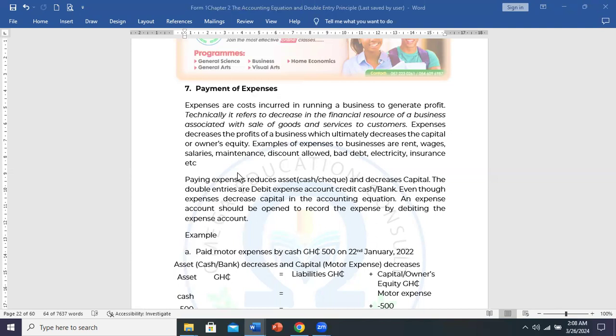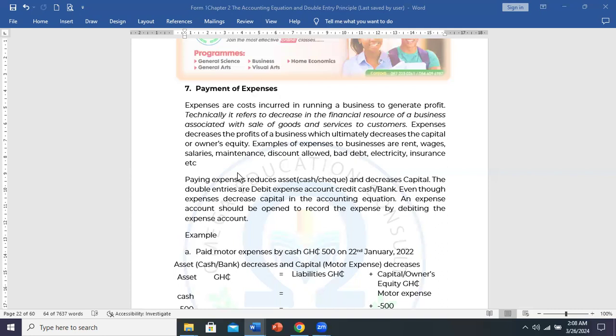Payment of expenses. Expenses are costs incurred in running a business to generate profit. Technically, it refers to a decrease in the financial resource of a business associated with sale of goods and services to customers. Expenses decrease the profit of a business, which ultimately decreases the capital or owner's equity. Examples of expenses to businesses are rent, wages, salaries, maintenance, discounts allowed, bad debt, electricity, insurance, etc. Okay, thank you. Paying expense. Thank you very much. Pause for me there.